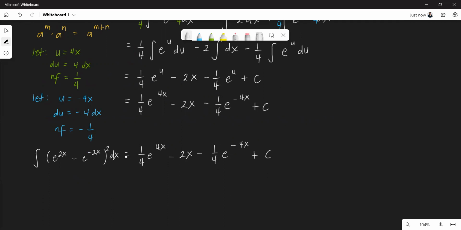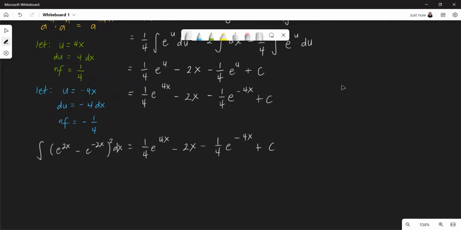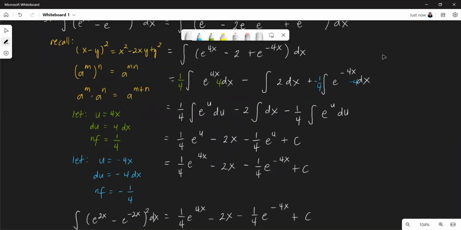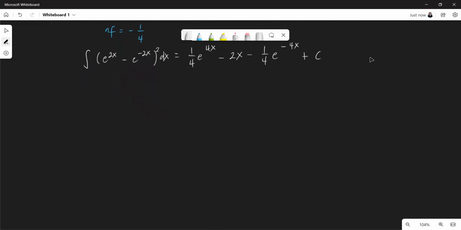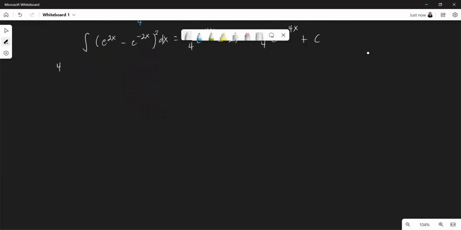Okay, so this is the final answer. And then we have one more example before we go to the next set of formulas. Okay, so we have the integral of 5 raised to the power of 2x over the cube of 5 raised to the power of 2x minus 1, dx.